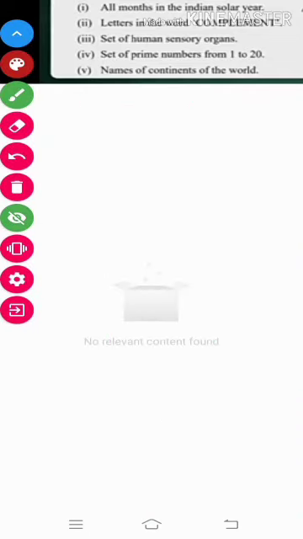Yes. Next question is: letters in the word complement. For that we write V is equal to letters in the word complement. First letter is C. Second letter is O.